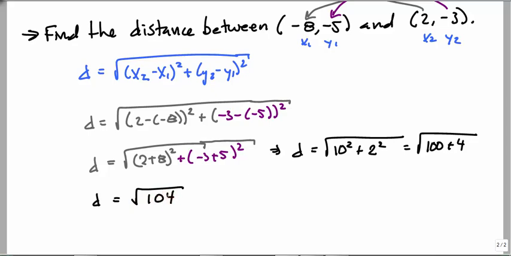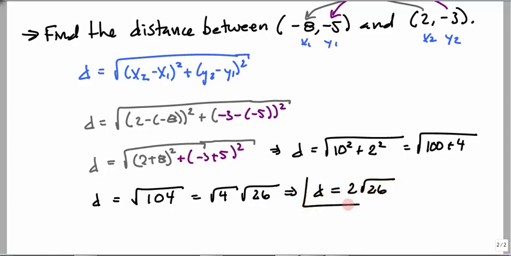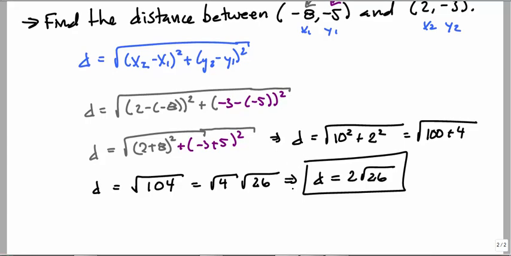Now, for this one, I want to look at perfect squares again. Are there any factors of 104 that are perfect squares? And I think 4 is definitely going to be one. So let's take 104 and divide it by 4. And we would get root 4, root 26. So I get distance is equal to 2 square roots of 26. I don't want a decimal for that. That's my exact solution. So finding the distance between points is pretty straightforward. You need to remember the formula though. Let's go ahead and look at midpoints next.